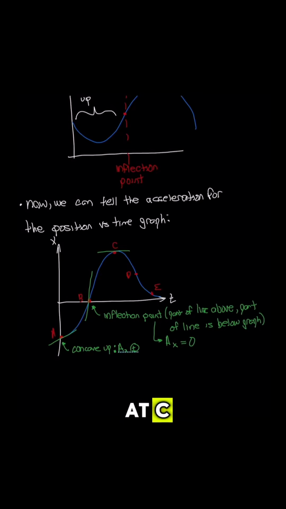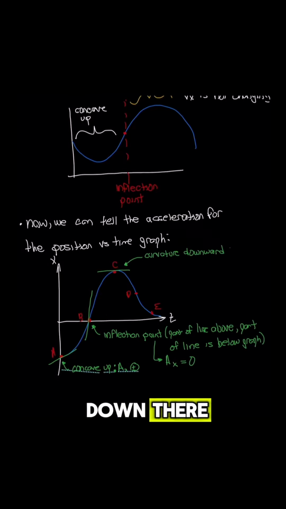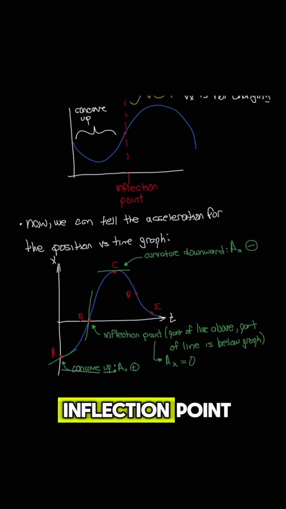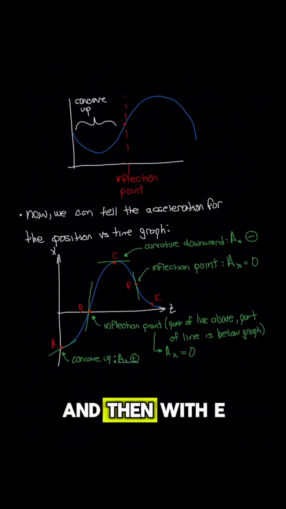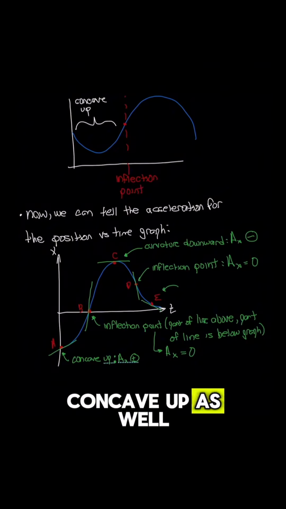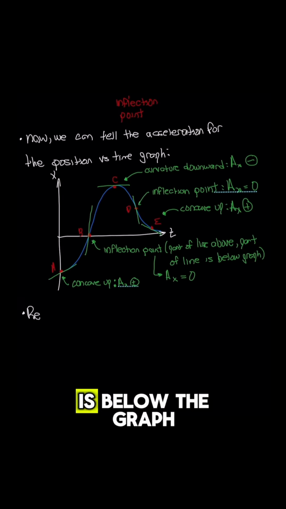And then at C, the curvature is actually downward, because you can see the graph goes from up to down there. And then D will also be an inflection point, because you can see part of the tangent is above the graph and part of the tangent is below the graph. And then with E, you can see that's concave up as well, because you can see the slope is going from down to up, and also the tangent is below the graph.